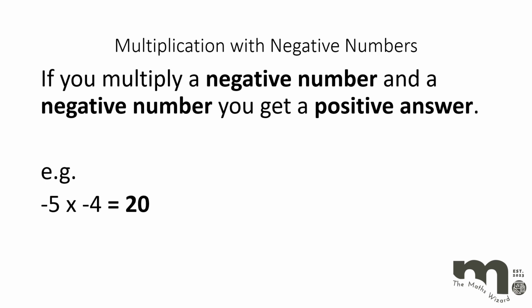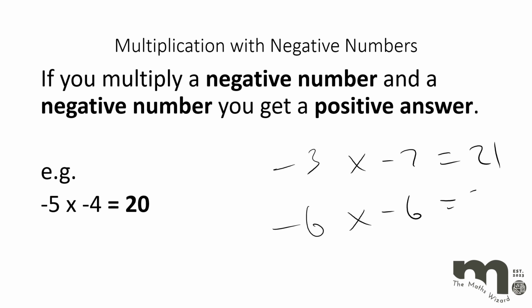So this first key rule is this. If you multiply a negative number and a negative number together, you will get a positive answer. So for example, we've got -5 times -4, that gives you 20. There are obviously trillions of other examples, but let's say -3 times -7, that's going to give you positive 21. -6 times -6 will give you 36.